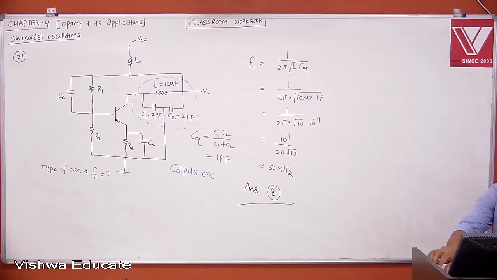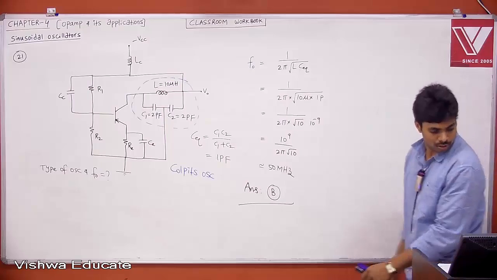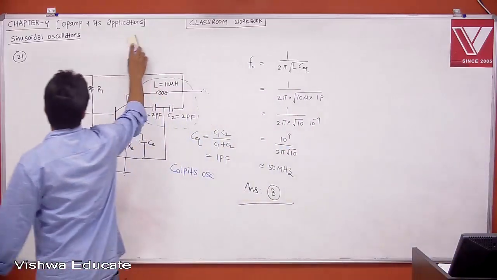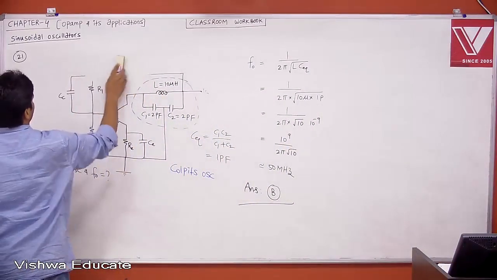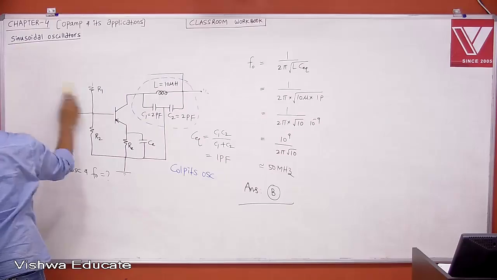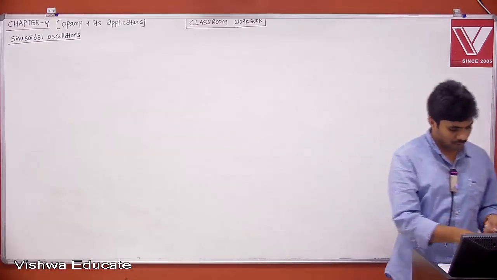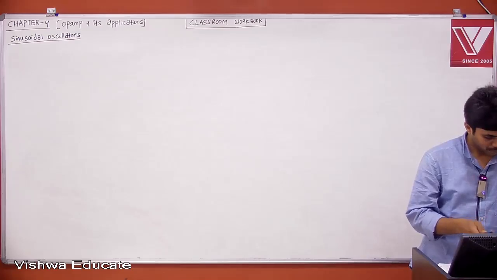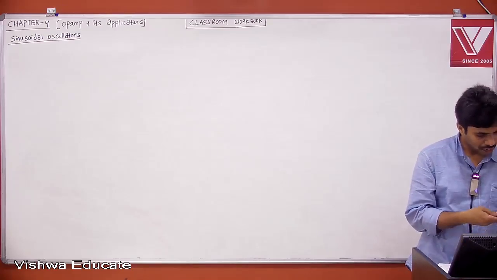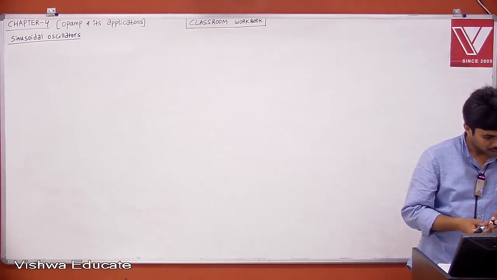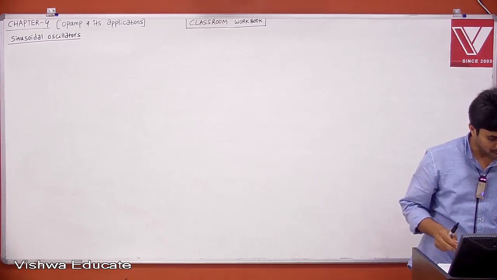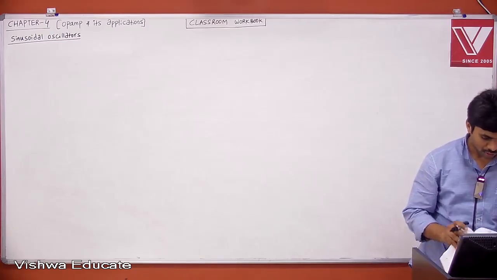Done? Okay. Now write down problem number 22. Match the following. List 1: Hartley, Weinbridge oscillator, crystal oscillator. List 2, let's see.